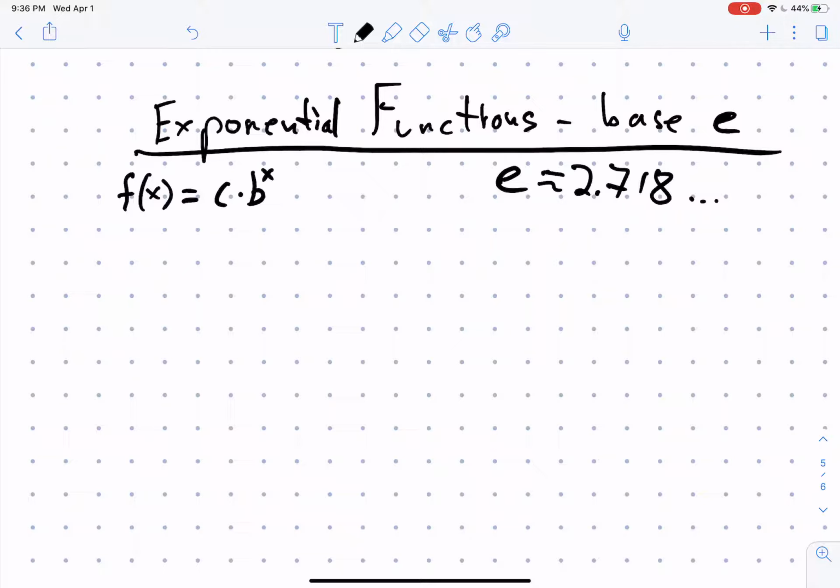So just like pi has been a big number in your classes up till now, e is going to be a big number from here on out. You're going to get to know it and get to love it. So let's get used to using exponential functions with base e. And the standard way that they look is something like this.